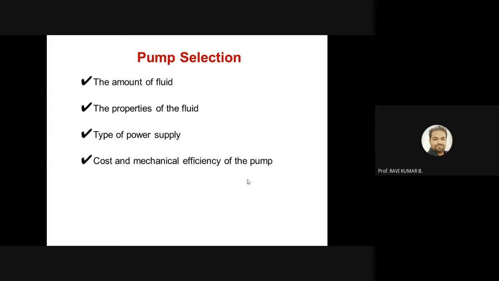Some critical parameters need to be considered while selecting the type of pump to be used in a hydroelectric plant. First of all, how much fluid you need at the reservoir end. Based on that quantity, you can decide the rating of your pump, that is, in how much kilowatt capacity pump you need. Second, the properties of the fluid, what type of fluid you are going to pump into the reservoir, and the type of power supply. Then last is the cost and mechanical efficiency of the pump.